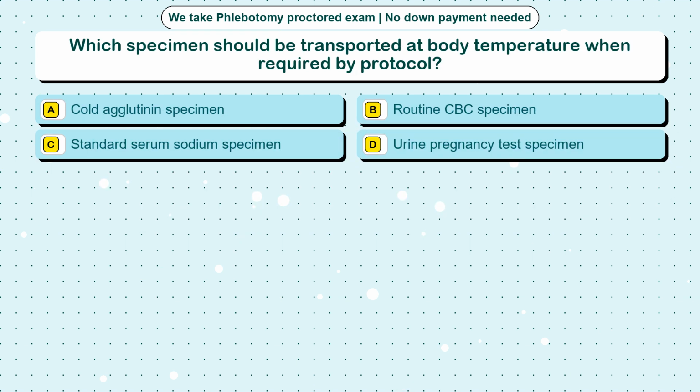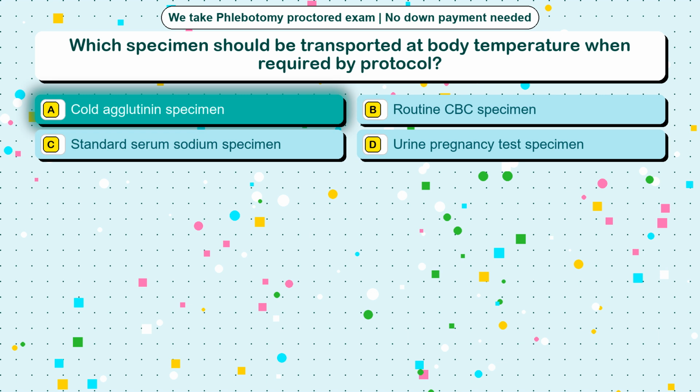Question 61. Which specimen should be transported at body temperature when required by protocol? Option A, cold agglutinin specimen. Option B, routine CBC specimen. Option C, standard serum sodium specimen. Option D, urine pregnancy test specimen.